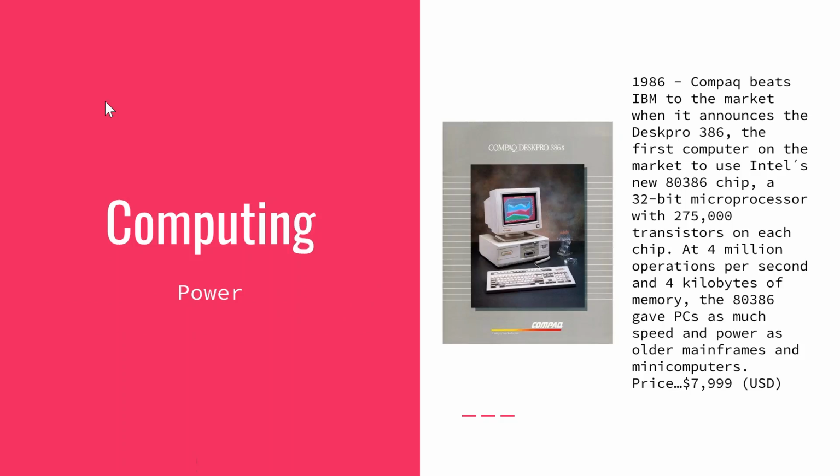And I'm going to pick the year 1986, and around that point of time, many of you may not have even been born at that time. But if you were, this was the compact computer, and it was the desktop 386. It had a whopping 32-bit microprocessor, and it had 4 kilobytes of memory. Yeah, that's right, 4 KB of memory. And it sold for the whopping price of $7,999. We've come a long ways.